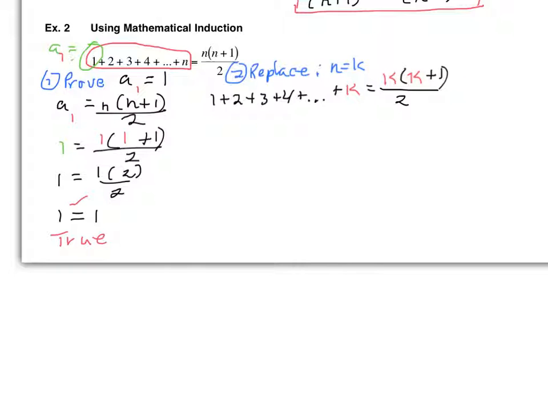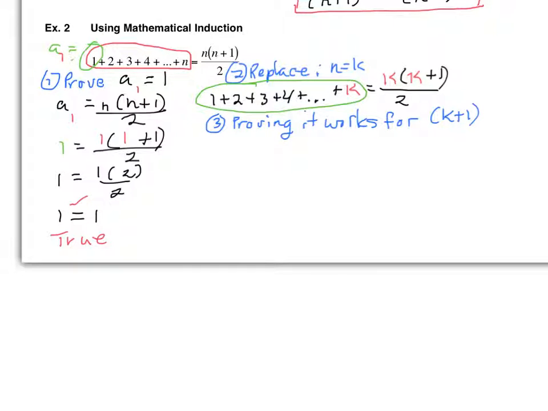All right, so then step 3, we are now proving it works for k plus 1, which is the next term. So wherever you see a k, with the exception of this very first part here, we're going to take this very first part, all of this, so circle all of this right here. What does all of this equal?